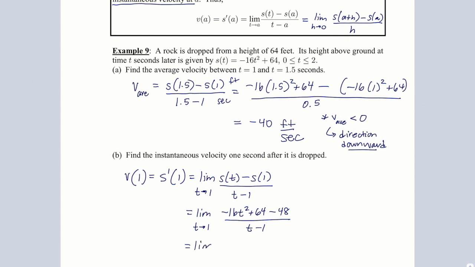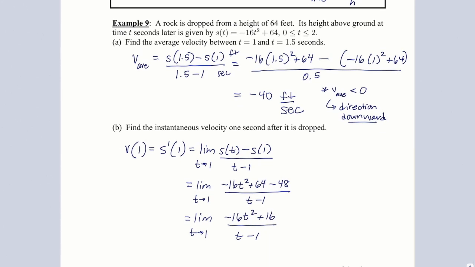All right, so now I've got limit as t goes to 1, negative 16t squared, 64 minus 48, that's plus 16. And I have a t minus 1 in the denominator. I can see if I just try to do a direct substitution, I'll have 0 over 0, so I need to do some work.